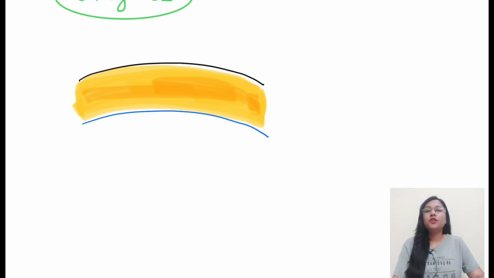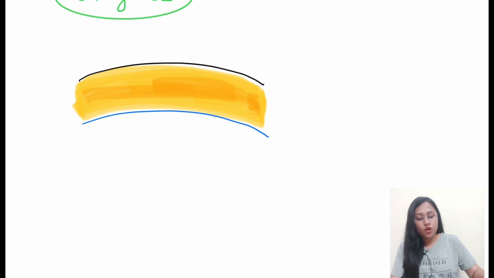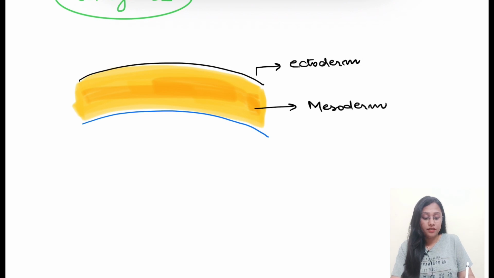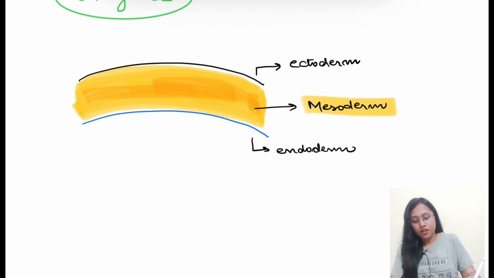As I told you, at 3 weeks of intrauterine life, different germ layers are being formed. What are those germ layers? The ectoderm, and, very important, the mesoderm, and this is your endoderm. The development of bone is occurring from the mesoderm.